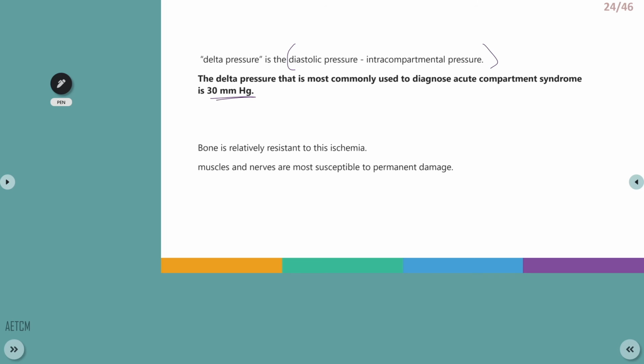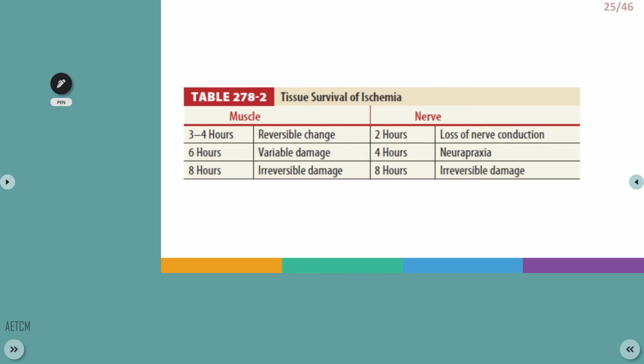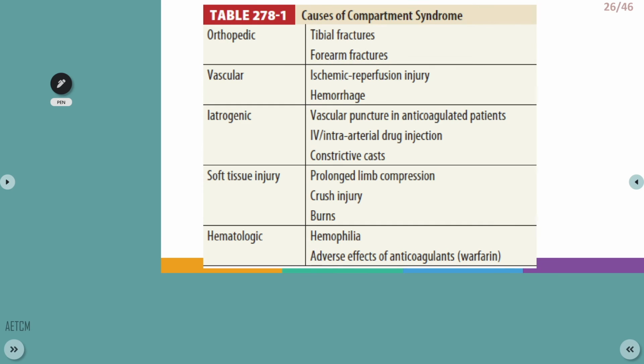One thing we need to note is that in compartment syndrome, the most susceptible structures are muscle and nerves, and bone is relatively resistant to ischemia. The time for ischemia for muscle and nerve is discussed here. In case of muscle, there will be reversible damage up to 3 to 4 hours, variable damage up to 6 hours, and after 8 hours there will be irreversible damage. In case of nerve, there will be loss of nerve conduction up to 2 hours, neuropraxia up to 4 hours, and irreversible damage after 8 hours.